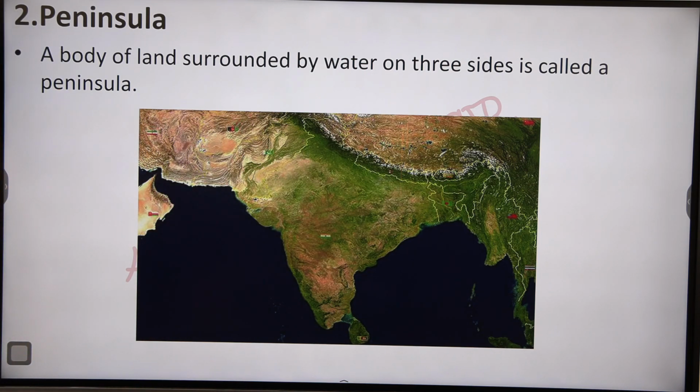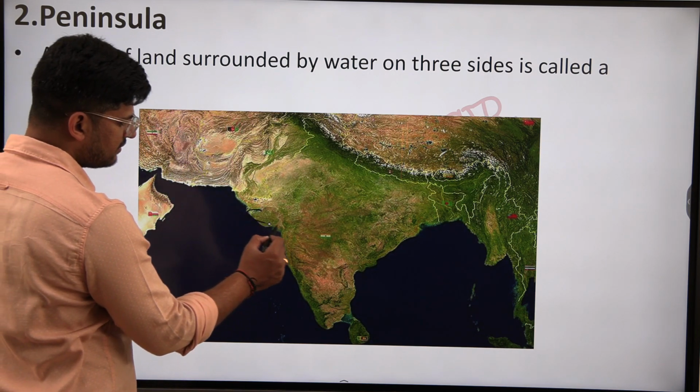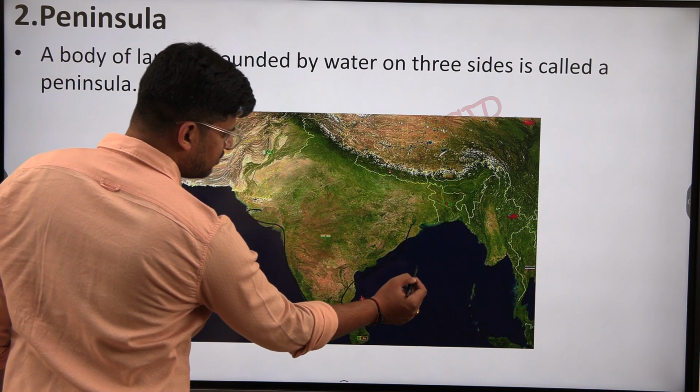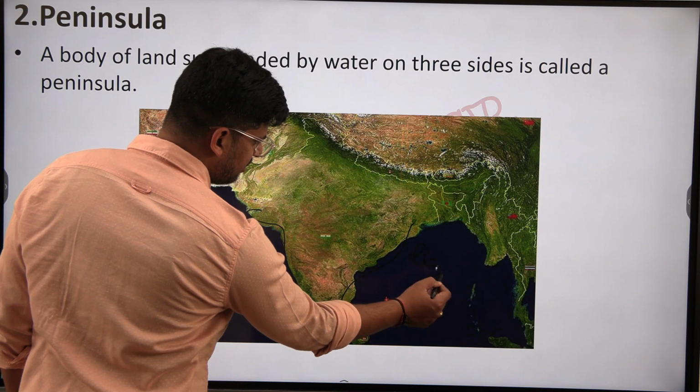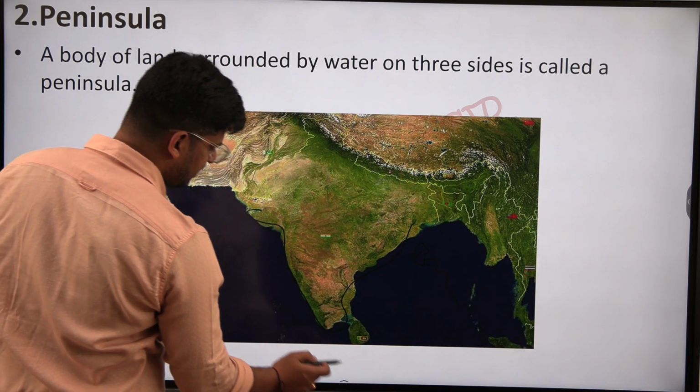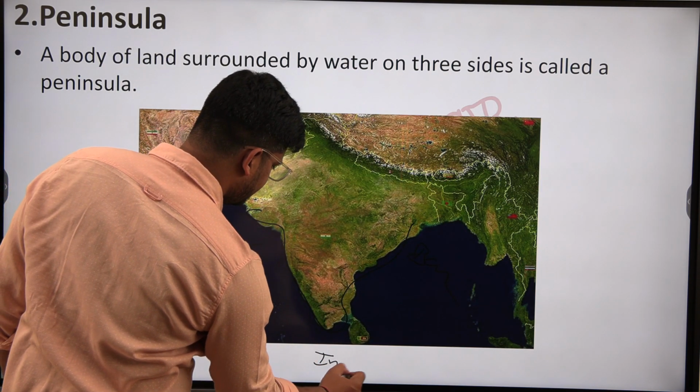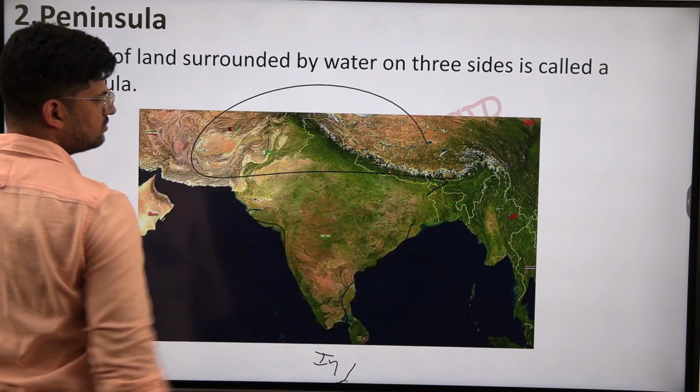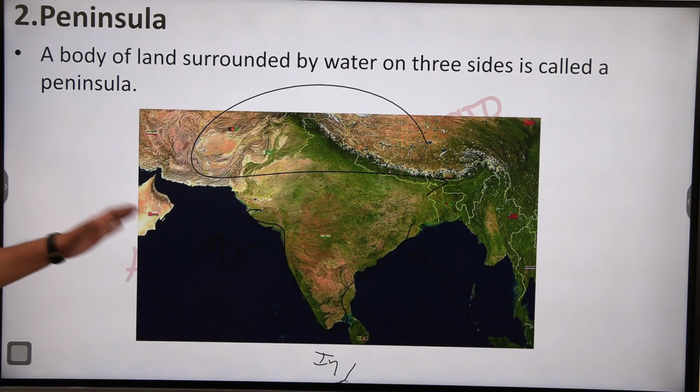A body of land surrounded by water on three sides and one side land. So southern part of India is a peninsula. Why? Here you have what water body? Bay of Bengal. Here Arabian Sea, and in down south you have Indian Ocean, and it is connected to the Asian continent. So it is a perfect peninsula.